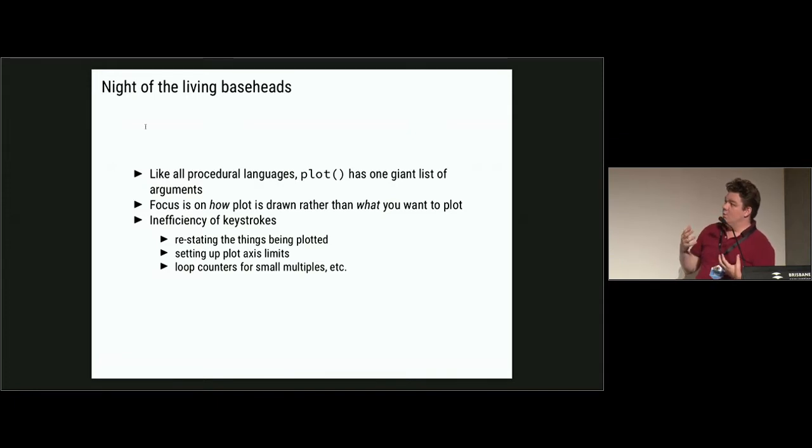So why ggplot rather than just base plot? Surely base plot's really easy to use. You just go plot y varies with x, and we're done. So like all procedural languages, the plot function has one giant list of arguments. The focus there is how the plot is drawn rather than actually what you want to plot.